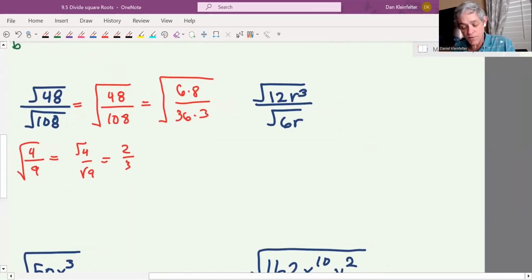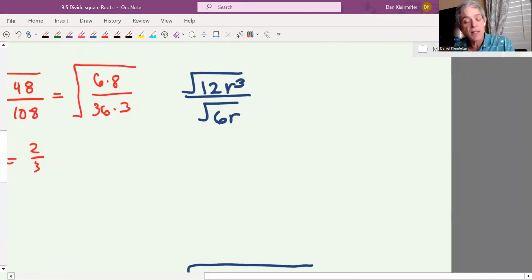All right, so here's one for you to try. Take a minute and simplify this: the square root of 12r cubed over the square root of 6r. So pause the video and then try this and then restart the video and see how you did.